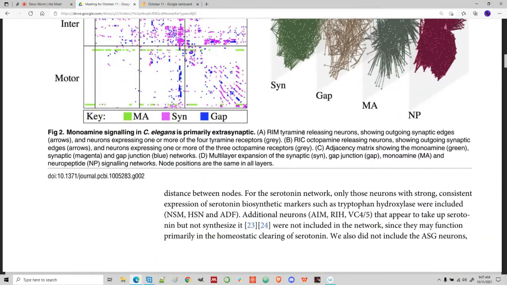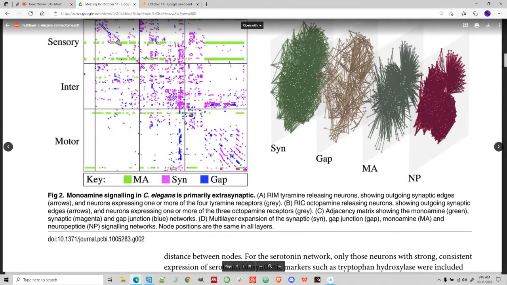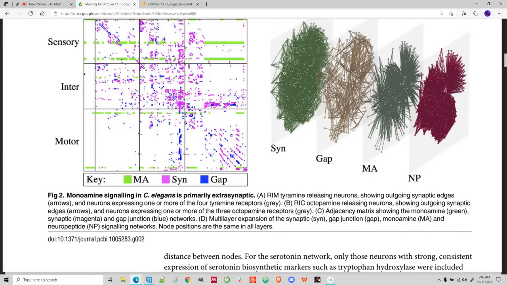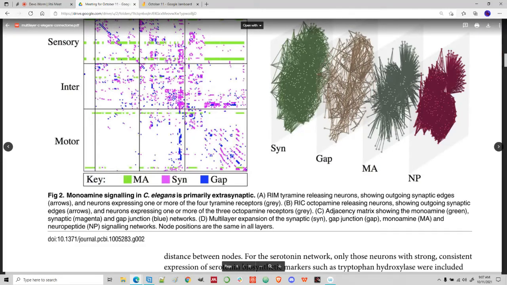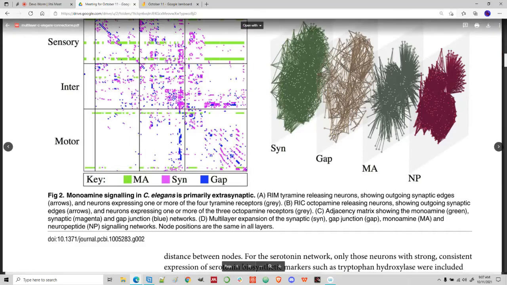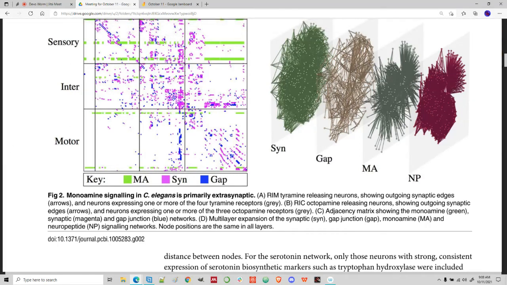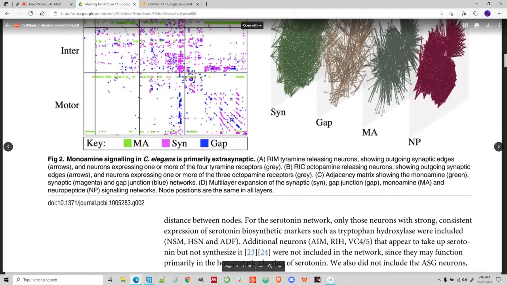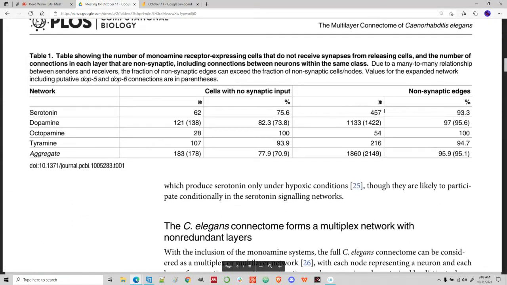And then D is this multi-layer expansion of the synaptic gap junction, monoamine, and neuropeptide signaling networks. You can see that the topology changes as you consider different types of networks. You have a gap junction network, which is where you have cells that are adjacent and they share what they call an electrical synapse, which is a gap junction. You can use different criteria to build different types of network. That's the key takeaway from this. It looks very different depending on what you're considering as the basis for that network.